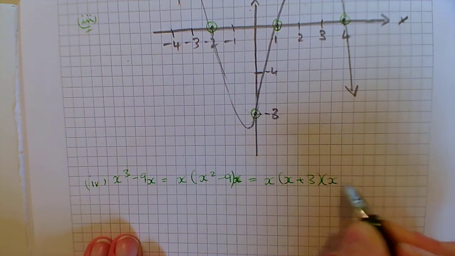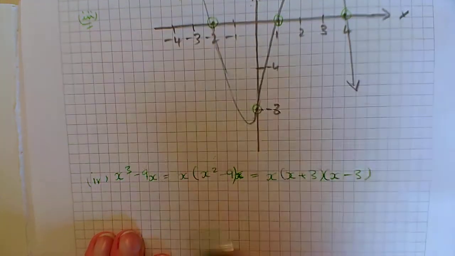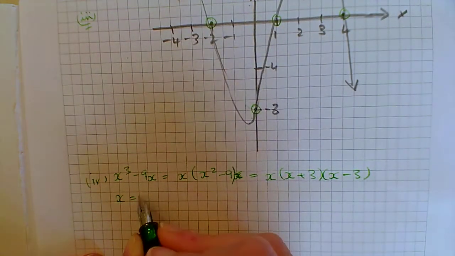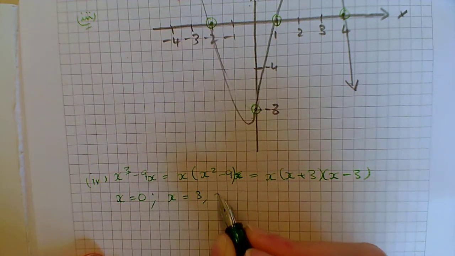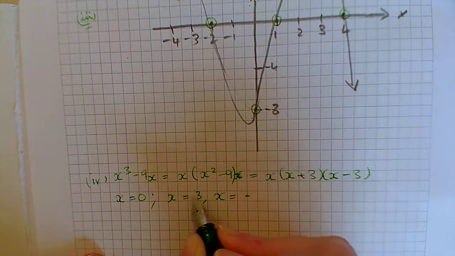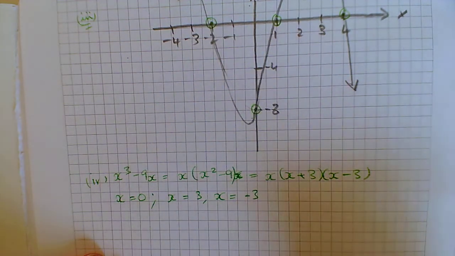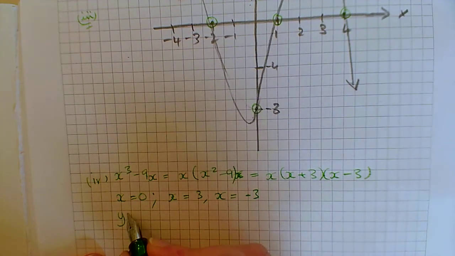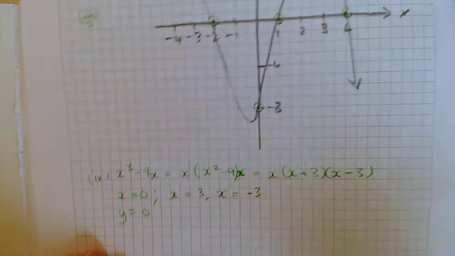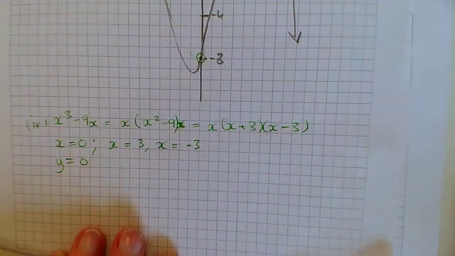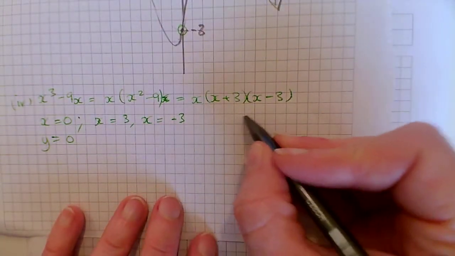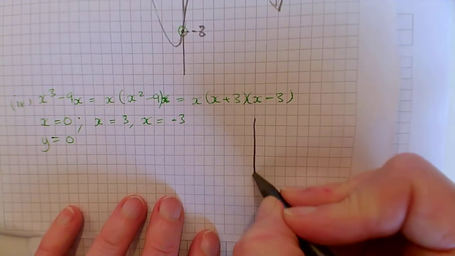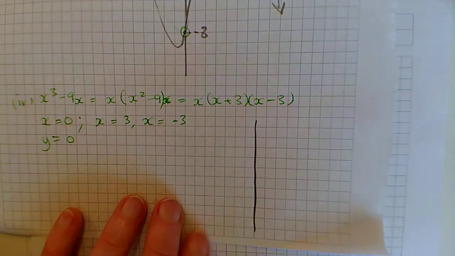The x has gone there, and then we have the difference of 2 squares here, so we've got x plus 3, x minus 3. So they made us factorize it, meaning that my roots will be x equals 0, x equals 3, and x equals minus 3. Doesn't matter which order you put them in. And when x is equal to 0, y must also be equal to 0. So this one's going to go through the origin. And when I draw a sketch of it, I need to go between 3 and minus 3.